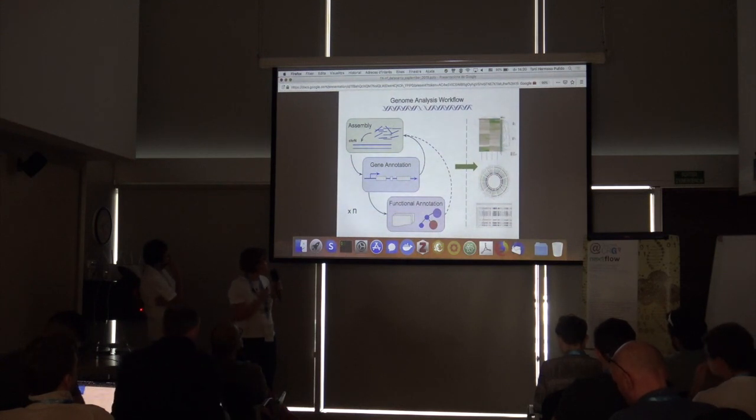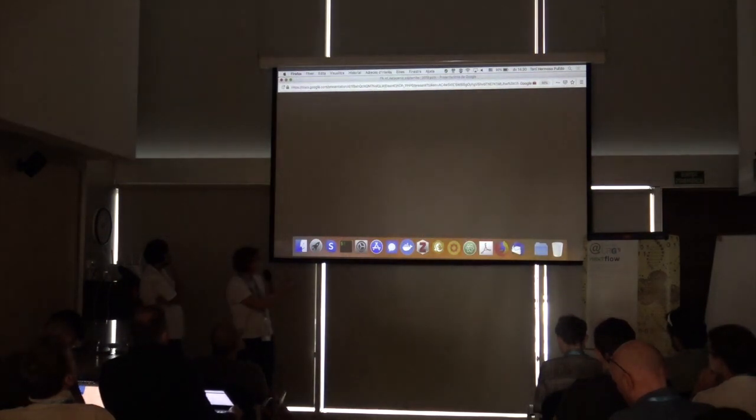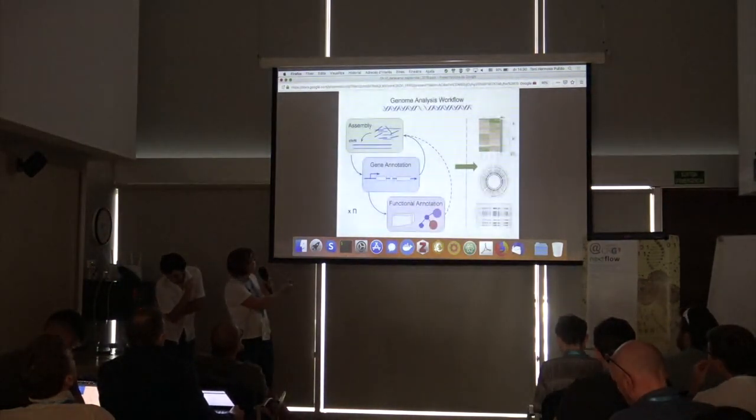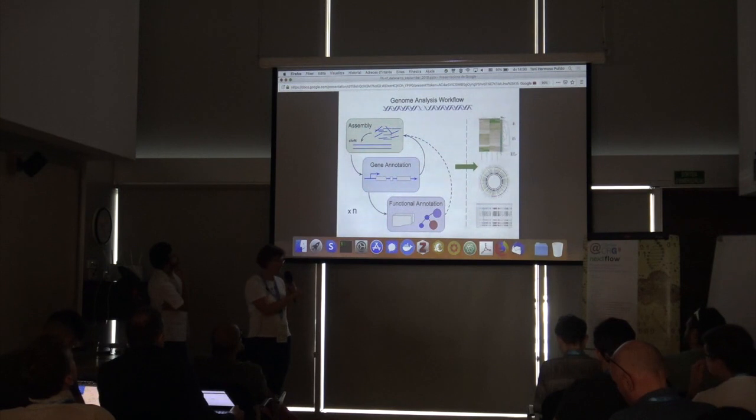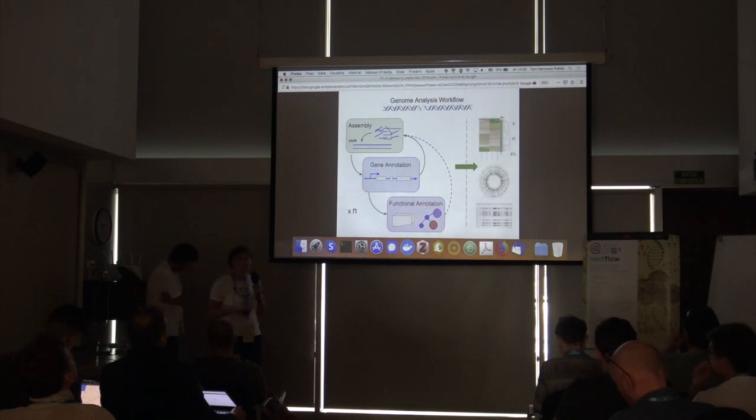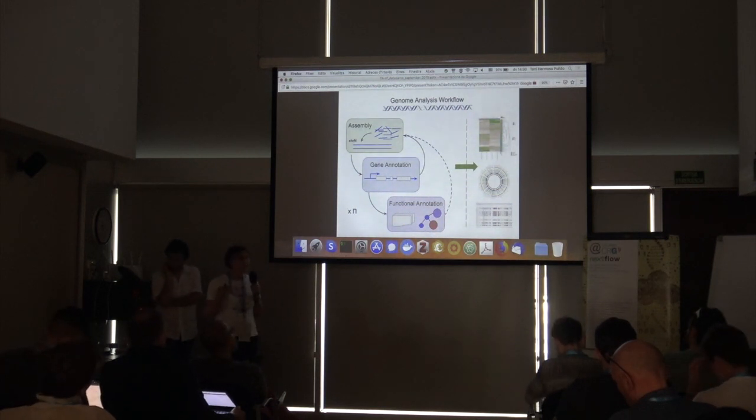And this process, the process on the left side, is repeated multiple times usually, because it goes back and forth between improving the assembly and improving the annotation. So we needed a pipeline that allows you to rerun nearly the same things multiple times.